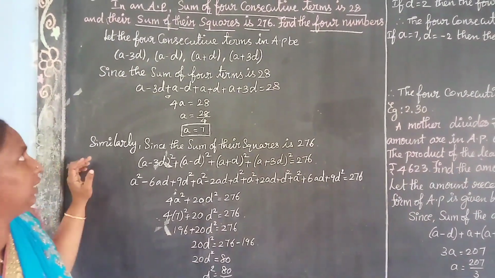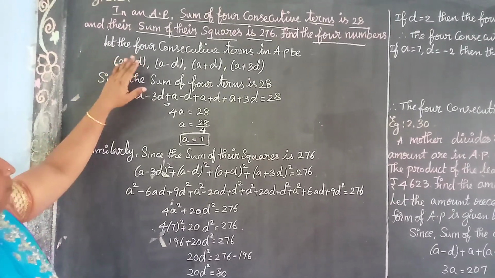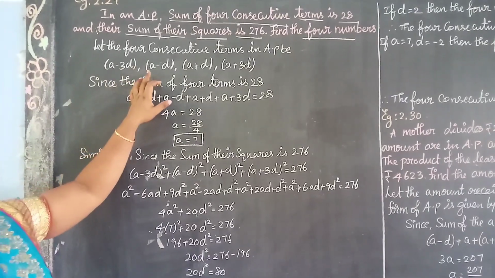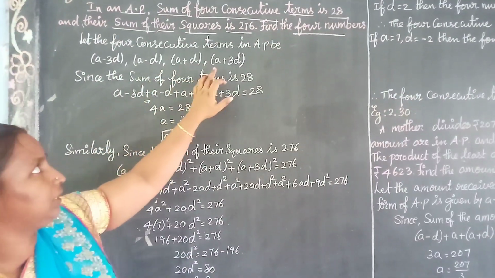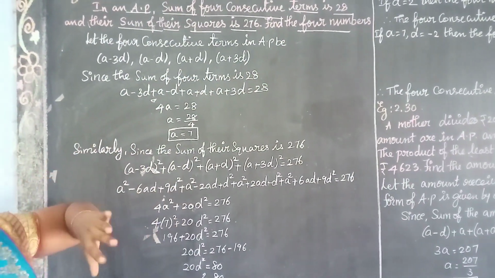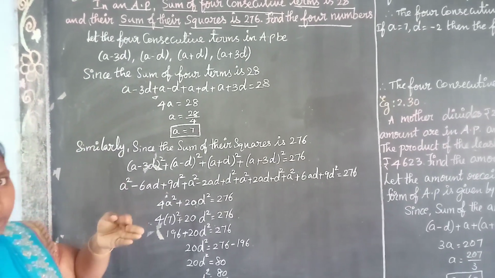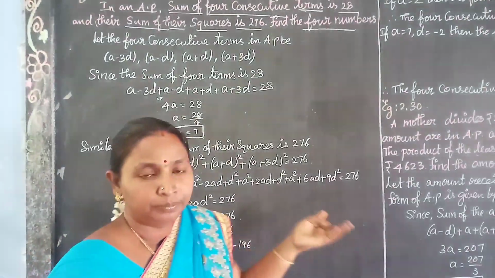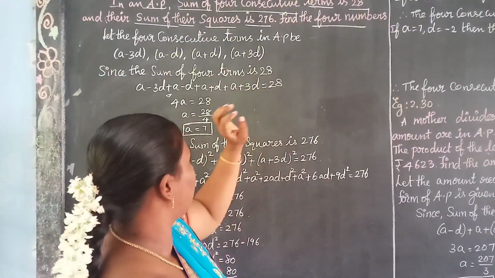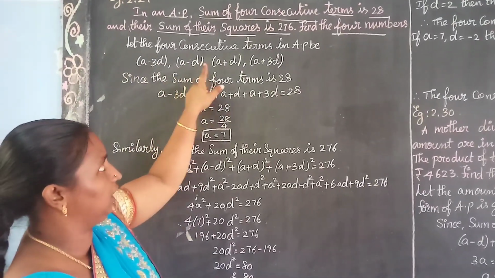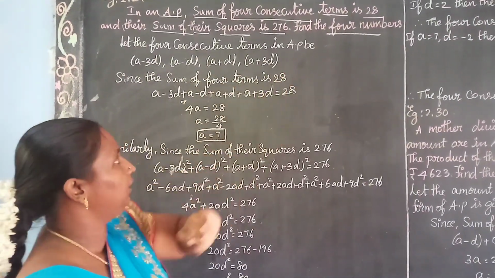Okay, so we don't know those numbers. We are going to assume them. Let the 4 consecutive numbers in AP be a minus 3d, a minus d, a plus d, a plus 3d. I already said this in the note: if they ask for 3 consecutive numbers, you have to take a plus d, a, a minus d. If they ask for 4 consecutive terms, now you have to take them like this: a minus 3d, a minus d, a plus d, a plus 3d.